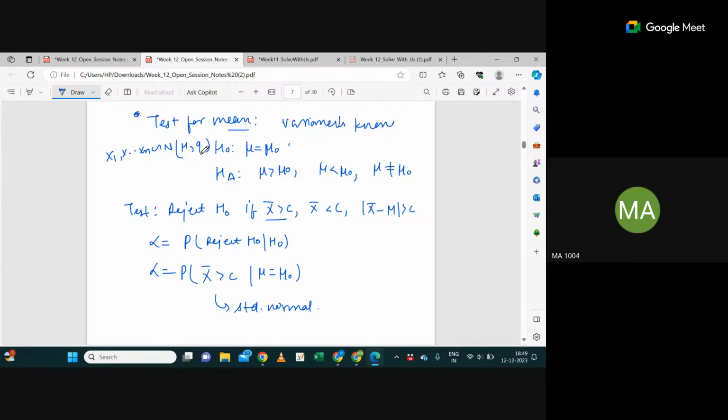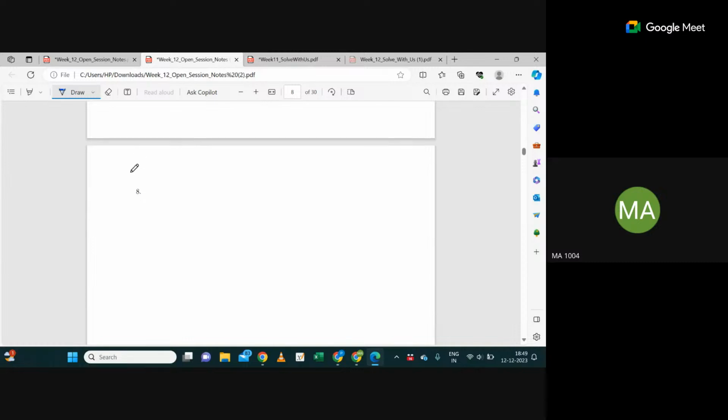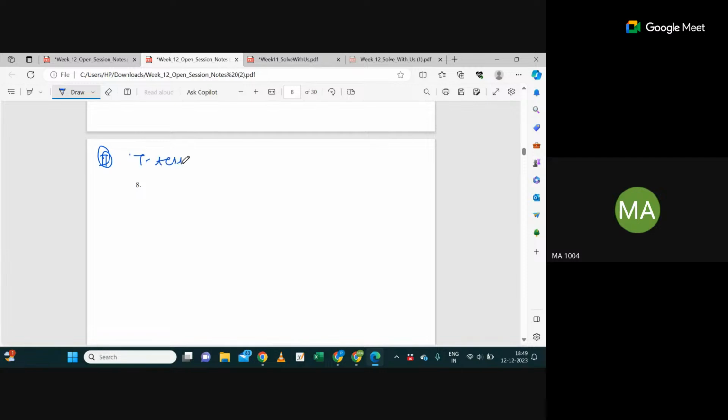Now suppose variance is unknown to me. That might be a case. If so, there is the t test. So I will prefer the t test for mean when variance is unknown to me. If variance is known, I will go with the z test; otherwise I will go with the t test. The same case, to test for the mean.